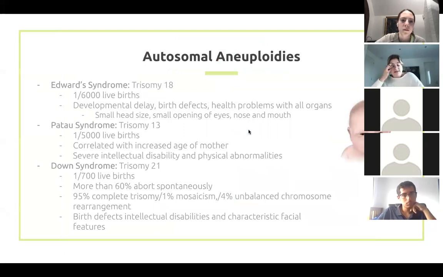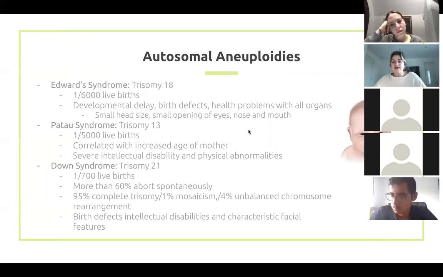So the three most important aneuploidies to remember, and they do love asking questions on them, so definitely remember them, are Edwards, Patau, and Downs. Downs, I feel like we learn about at school. For me, it was the easiest one to remember. And the most important thing to remember is that it's trisomy 21. So in each case, you want to remember which chromosome has an additional one. You don't have to worry about facts like 1 in 700 live births. They don't really ask about that.